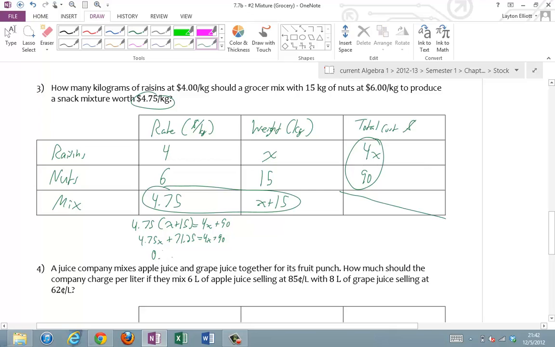I get 0.75X. Subtract 71.25 from both sides, and I get 18.75. Yes, I am using a calculator for this, and so are you. Divide both sides by 0.75, and I get X is equal to 25. Since the question just asks for raisins, you just say we need 25 kilograms of raisins.